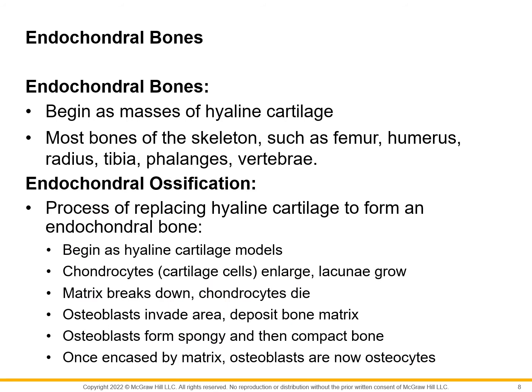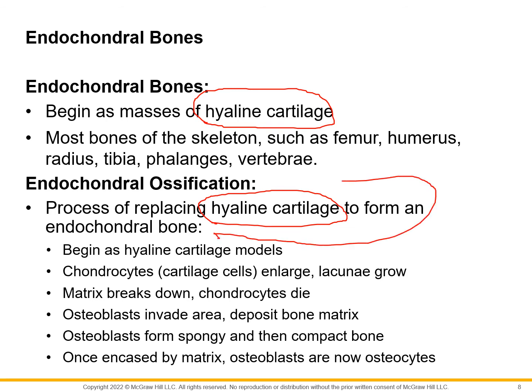Now, endochondral bones, inside cartilage, these begin as hyaline cartilage. All right, so they start off as hyaline cartilage, and these are going to be the majority of bones in our body. There's the long bones for sure. Now, endochondral ossification, as I said, starts as hyaline cartilage, and they turn into bone. And so there's a little process of this.